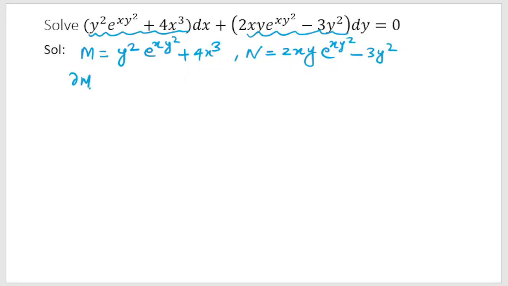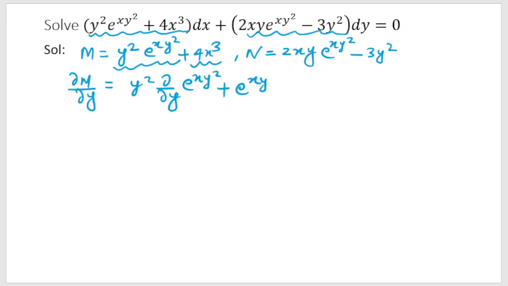So first we calculate del M by del y. I hope you know how to differentiate partially. The second term, 4x cube, will be constant and it will give me 0. So we just have to focus on the first term. I take y square, I take del by del y of e to the power xy square. We are using a product rule: e to the power xy square and del by del y of y square.